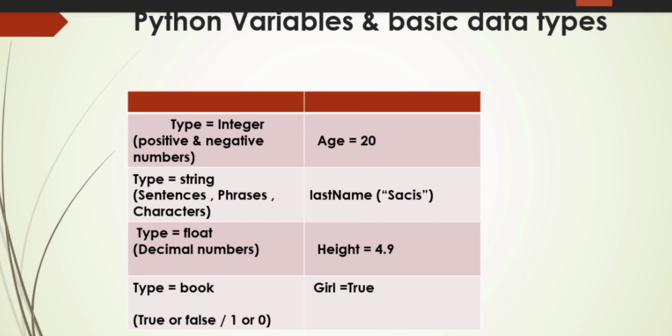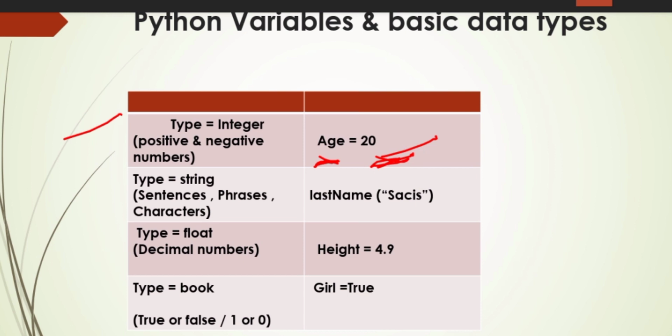Our data types are integer, string, float, and bool. What is an integer? An integer is positive and negative numbers. For example, 20. This is age, the identifier, and the value is 20.